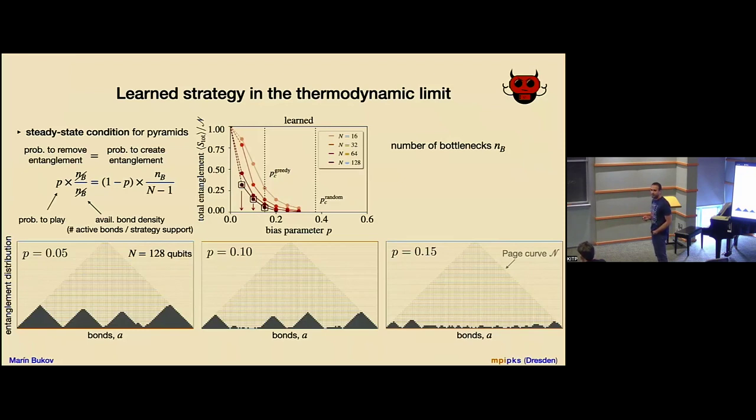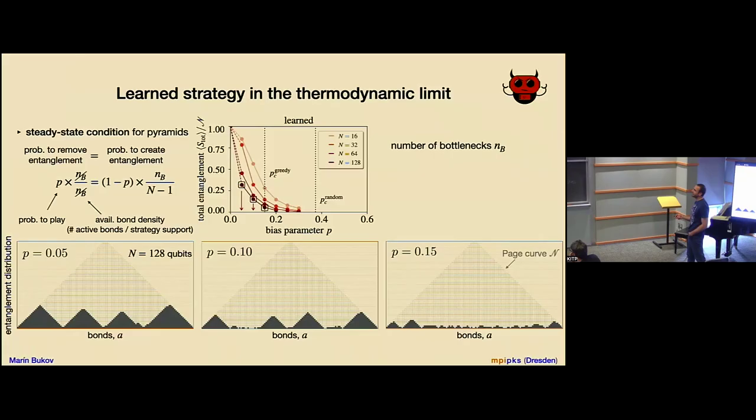At the same time, this has to be equal to the probability to create entanglement, which is equal to the probability for the entangler to play, 1 minus P, times its own available bond density. And now, here you get to appreciate actually how smart this strategy is. So the available bond density is the number of active bonds. But what are the active bonds? The disentangler can place anywhere on any bond it wants, but it won't do anything on this state unless it places the gate precisely at the bottleneck.